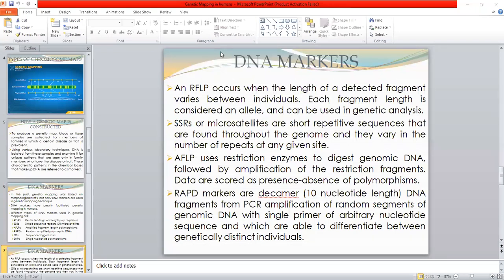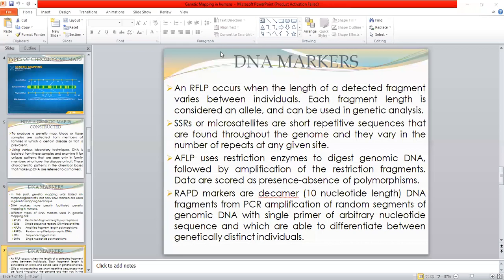AFLP uses restriction enzymes to digest genomic DNA, followed by amplification of the restriction fragments. In the case of AFLP, data is scored in the form of presence or absence of polymorphisms of the restriction fragments.